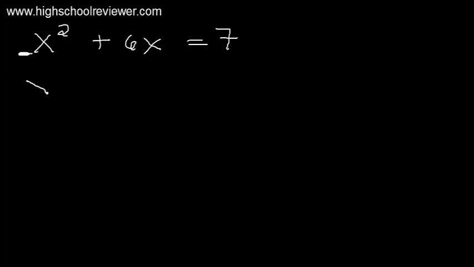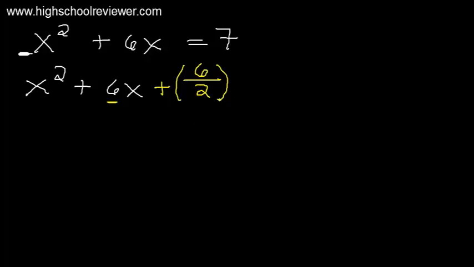Let us now proceed. So this will be x squared plus 6x. Okay, so to complete the square, we need to add here a third term, and this third term will be a fraction. So the numerator will be the numerical coefficient of our second term, so that is positive 6. And the denominator will be a constant 2. This will be raised to the power of 2.